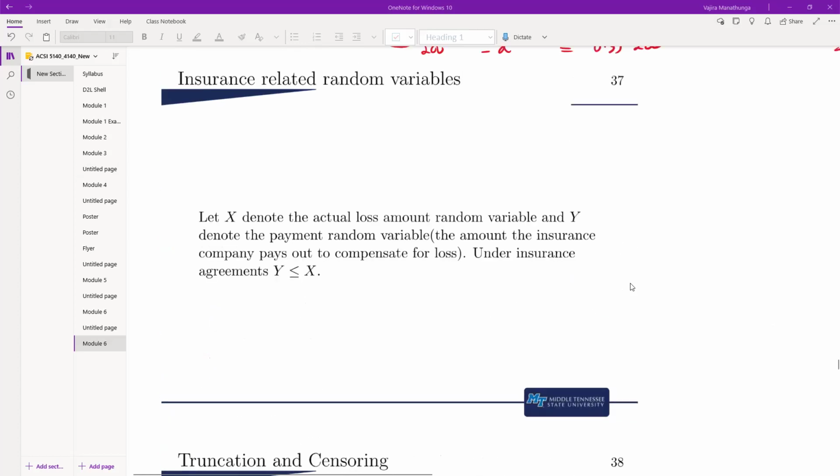So let X denote the actual loss amount random variable. Then Y denote the payment random variable. So these are two random variables we are mainly interested in. So X is loss amount and Y is payment. Usually when a loss occurs, the payment is not going to be more than X. So random variable Y is usually less than or equal to X.